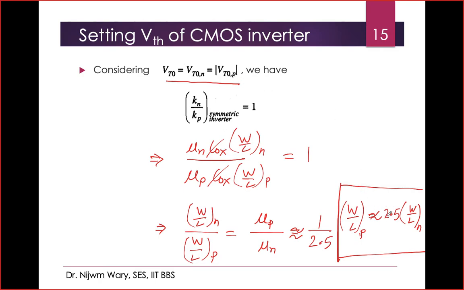We can start with this point, and then you can fine tune your W by L according to what is required to get the ideal inverter characteristics, which is VDD by 2.